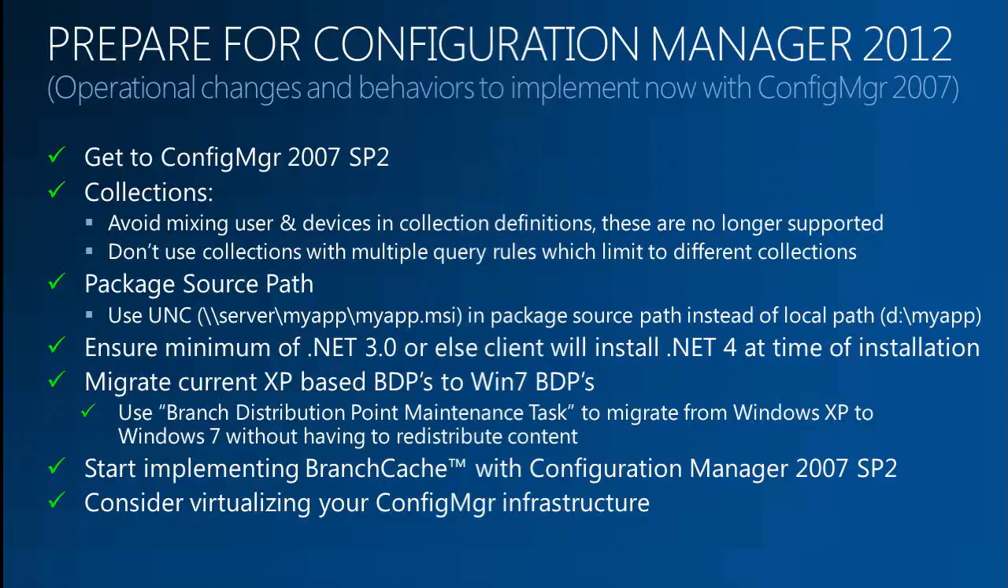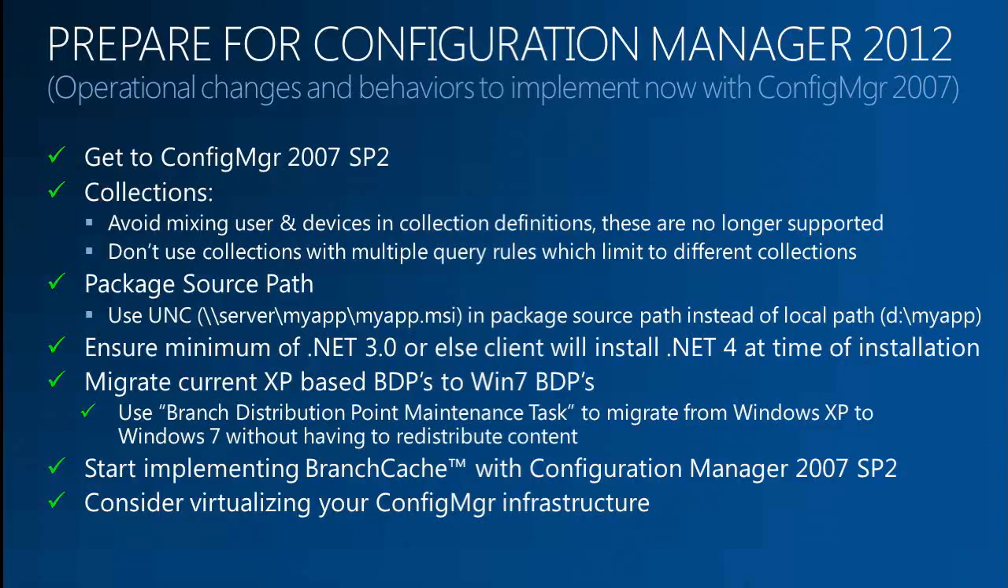So I talked about .NET 4.0. Migrate your current XP-based branch distribution points to Windows 7. It's a good thing to do. There are some capabilities already in 2007 that could easily migrate that content and that distribution point from XP to Windows 7. Later on, you need Vista SP2 and above in order to get to a migration distribution point upgrade for a branch DP. Because we don't support the upgrade of an XP branch DP to 2012, these are things that you could start doing now.